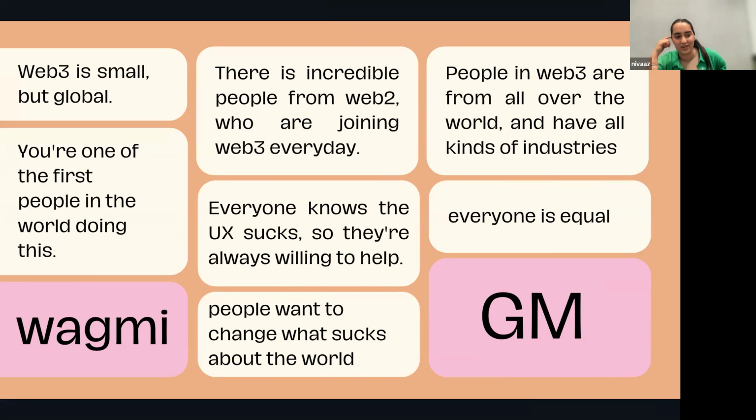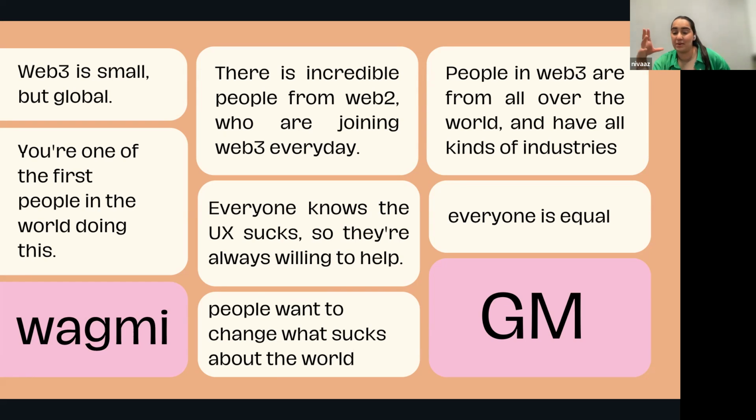The other thing I think with Web3 is you're one of the first people in the entire world on this curve and on this wave. And I think that's so cool. You're one of the first innovators in this space. For me, that's just like, oh my God, this just makes my soul so content.